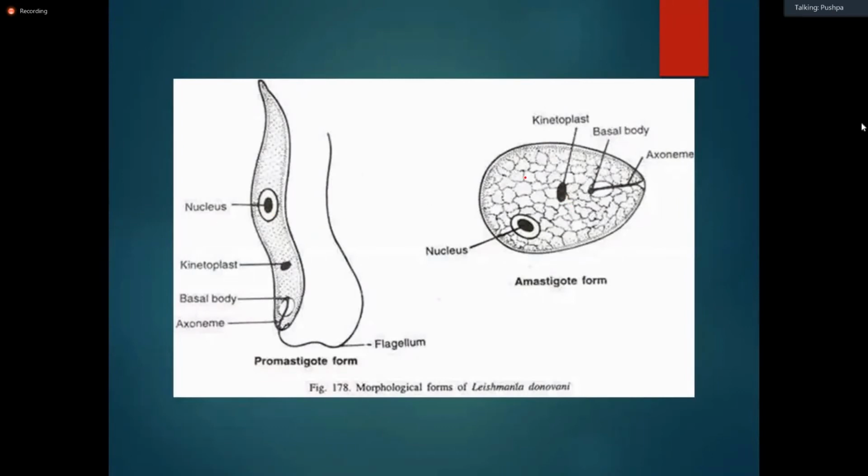So you can compare these two forms: the amastigote form, which is found in the human being, and the promastigote form, which is found in the gut of the sandfly. Here you can find the nucleus, the kinetoplast, a thickly stained dark-colored body, and then the axoneme, basal body and tail-like structure. And here, in the promastigote form, you find the flagellum, which is this kind of tail-like structure, the nucleus, and an elongated body. Here it is an oval to round type of body. You can see the difference.